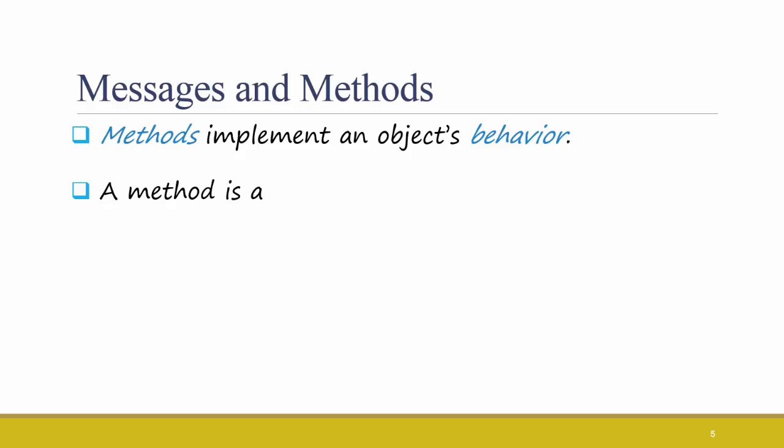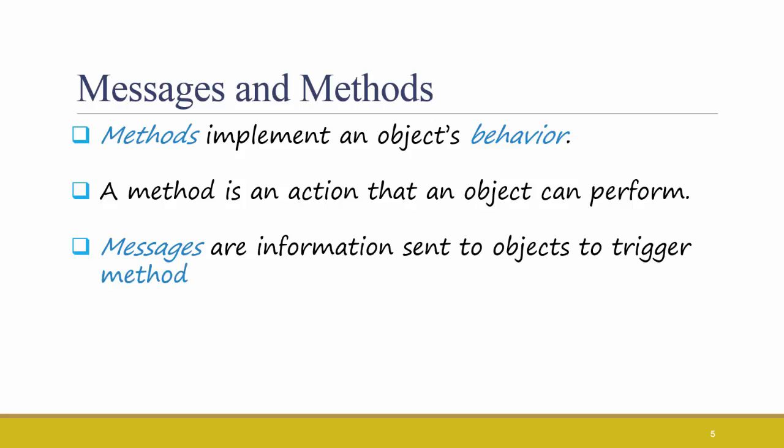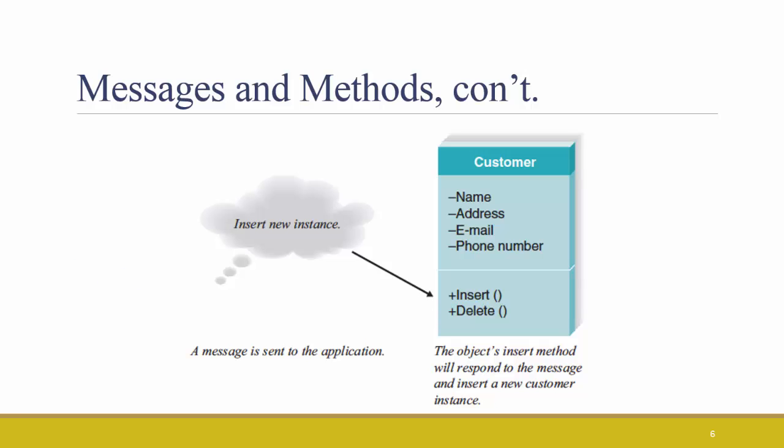In addition to holding data attributes, objects can also hold information about methods. Methods implement an object's behavior. A method is an action that an object can perform, and messages are information sent to objects to trigger those methods. Let's go back to our customer class example. In addition to the data attributes the customer has, like name, address, email, and phone number, a customer object can also include methods, such as insert a new customer or delete a customer. When we send a message to a class, such as insert a new instance, that will execute the insert method.